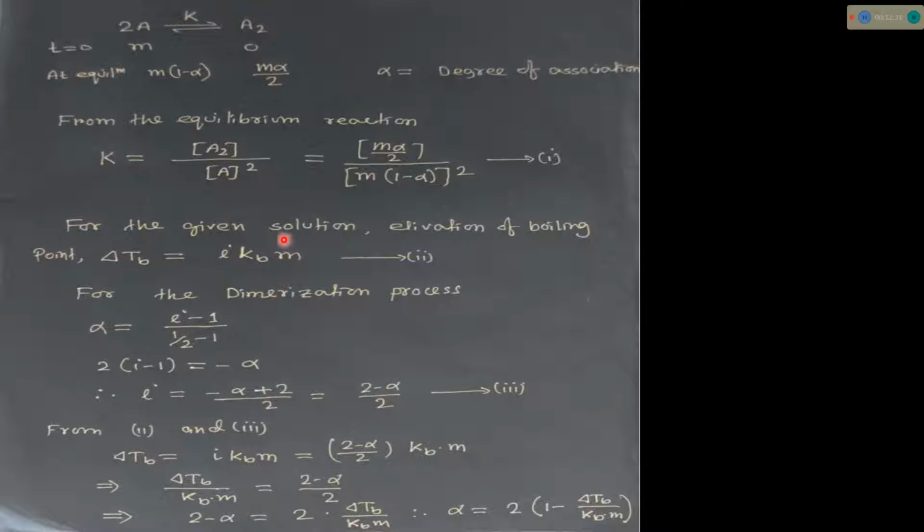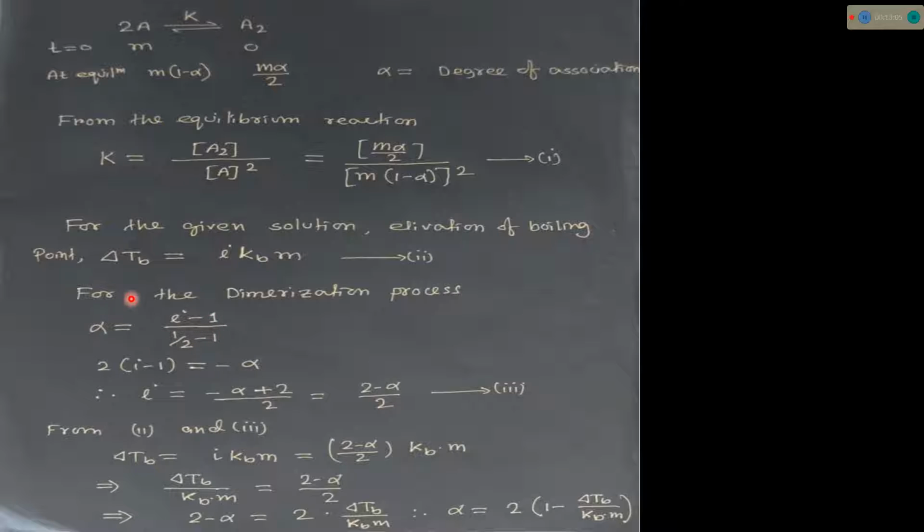So this is Kb into m. This one is the calculated colligative property, meaning ΔTb equal to Kb m is calculated. But in the observed case, since dimerization takes place, meaning association takes place, we have to write the van't Hoff factor. So observed equals i into calculated, so i into Kb m. Now for the dimerization process, we can write alpha, the degree of association, equal to (i minus 1) upon (1/2 minus 1).